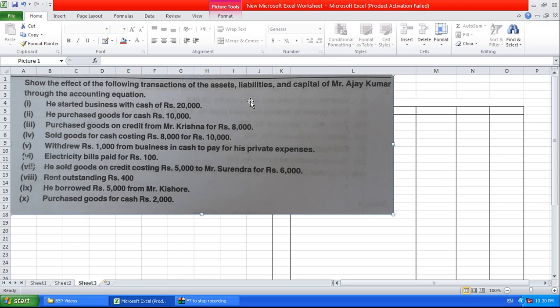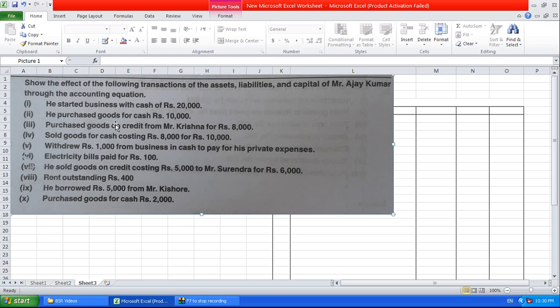Through the accounting equation, what we have to do is show the effect of the following transactions on assets and liabilities, how it will affect them, and on the capital of Mr. Ajay Kumar. Okay, how will it be affected? For example, he started business with cash of 20,000.